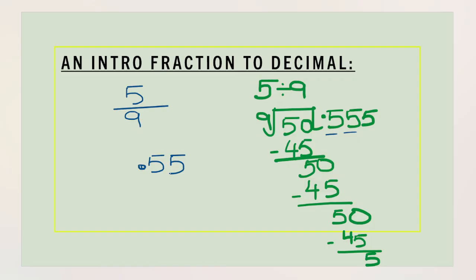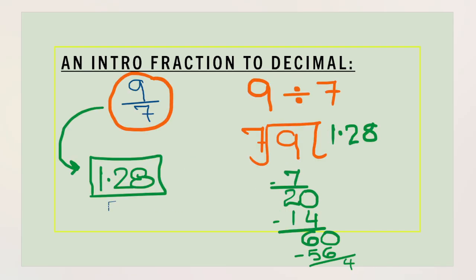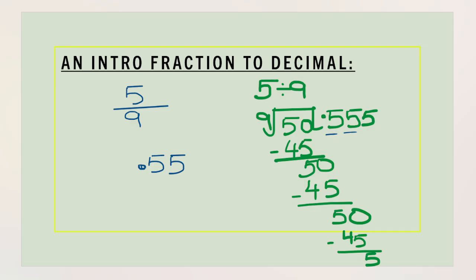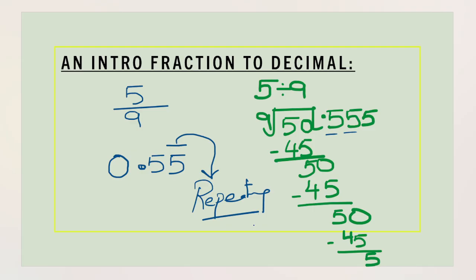Now, two important aspects here. In the previous question, I had a whole number before the decimal, that is 1. In this question, I do not have anything before the decimal. So here we choose to write a 0, 0.55. And as we can see, this 5 is never ending. So we make a small line on the top and we call it repeating. That means we stopped our question here. But if we continue the division, we're going to keep getting the 5 till the time we reach infinity.